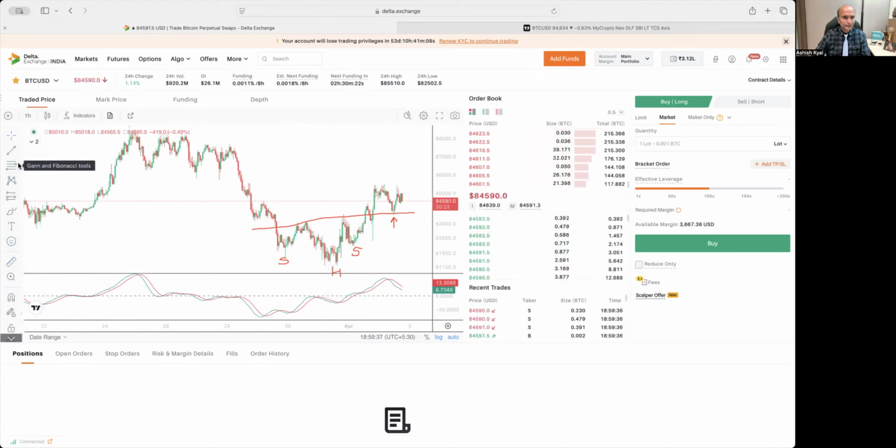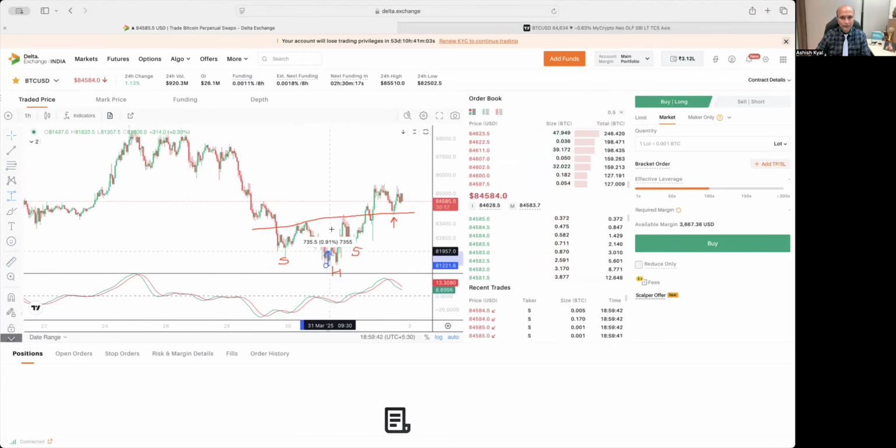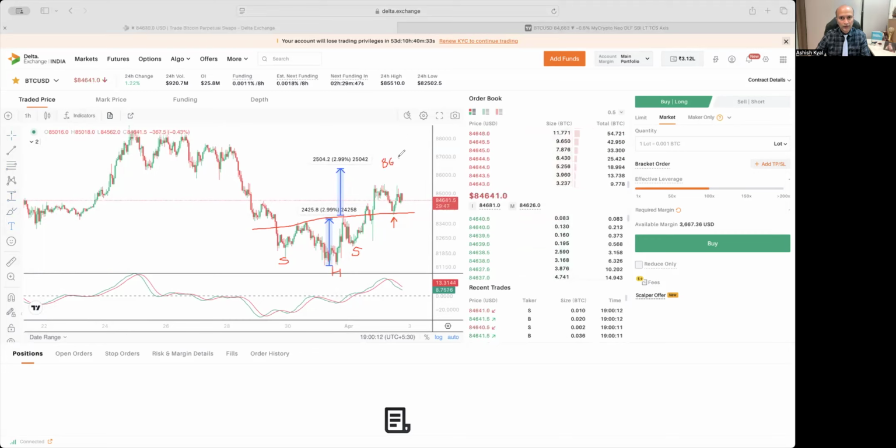So I can do that using a tool here. Everything is here on the platform itself. So I projected it on the upside. From here I went and projected it upward. So my target for Bitcoin over the short term comes to around 86,400. Okay, that's the target that we are getting over here. Very clearly you can see what level we are getting. 86,400 is the level that we are getting on the Bitcoin. So I'll just write down over here, 86,400 is the target.